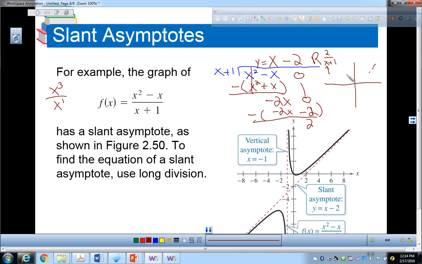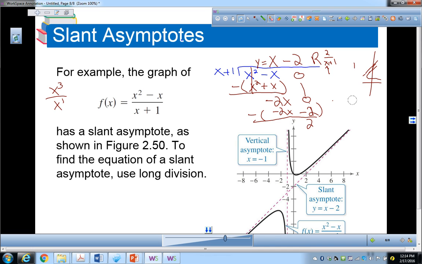x equals negative 1. You can't have both a slant asymptote and a horizontal asymptote, because if you did, then it wouldn't be a function. You understand? Because a function has to pass a vertical line test. So either you have a slant asymptote or you have a horizontal asymptote, but you can't have both. All right? So you need to understand that. Okay? But you can have more than one vertical asymptote.